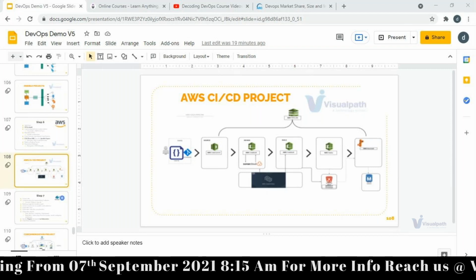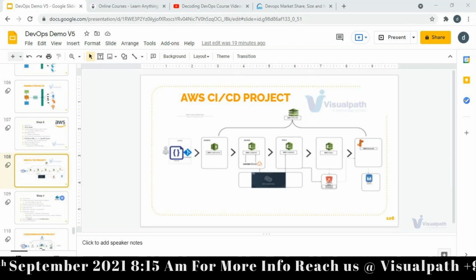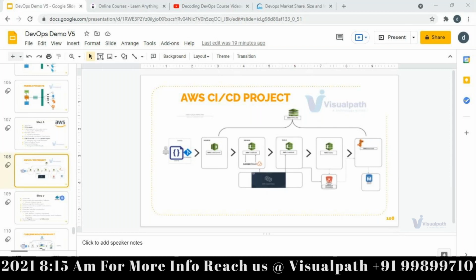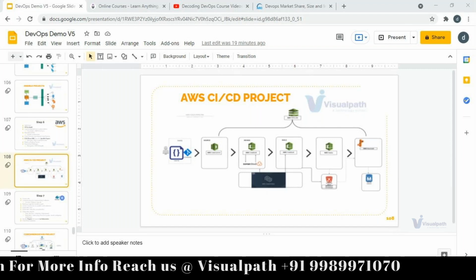Imran asks, would we get a certificate after training and project? Any assistance in job placement? What certificate are you talking about?